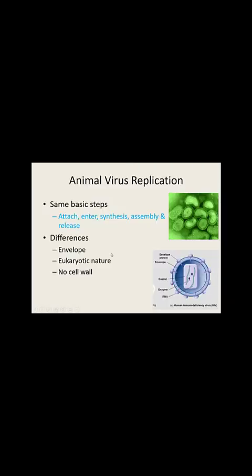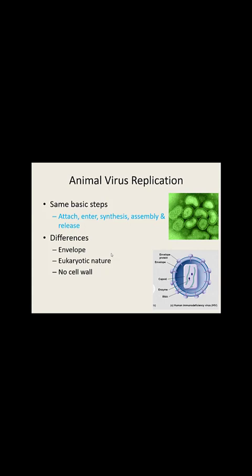It all still has those same 5 basic steps. It still has attachment, entry, synthesis, assembly, and release. Still the same 5 basic steps. However, there's some differences in each of those steps, because a lot of viruses, not all, that infect animals or humans have envelopes, which can be more difficult to get inside the cell. There's some differences in release. Our cells are eukaryotic, so where some of that synthesis of all the parts takes place is we have a nucleus, and we don't have cell walls, whereas bacteria do. So there's some differences in our cells, so there's going to be differences in the steps.